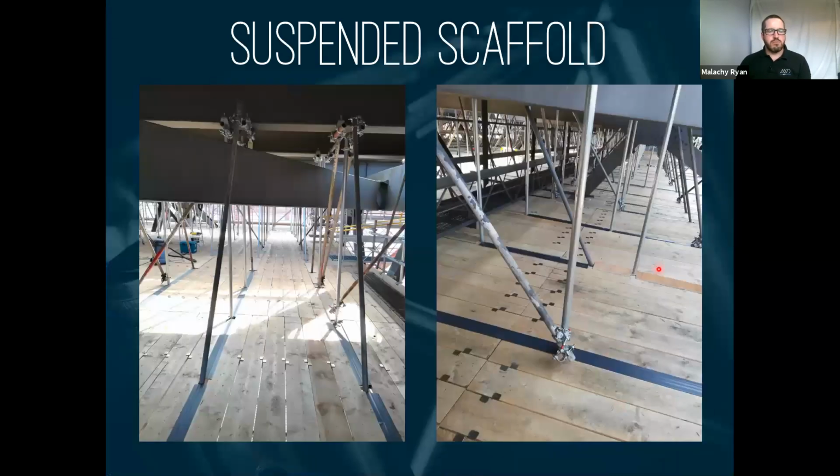So here we have some images of the suspended scaffold. These weren't used for painting works, which I'll come back to in a minute. They were used to remove these walkways and repair them along the underside of the deck. It is quite congested in here with these vertical drops and also these braces. But what you do get is a nice, clean, open working platform, as you can see from these images.